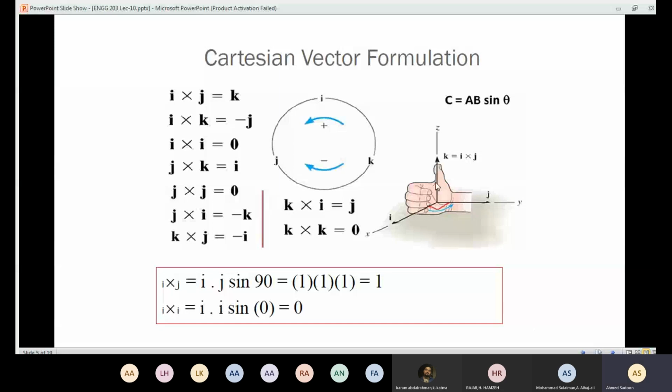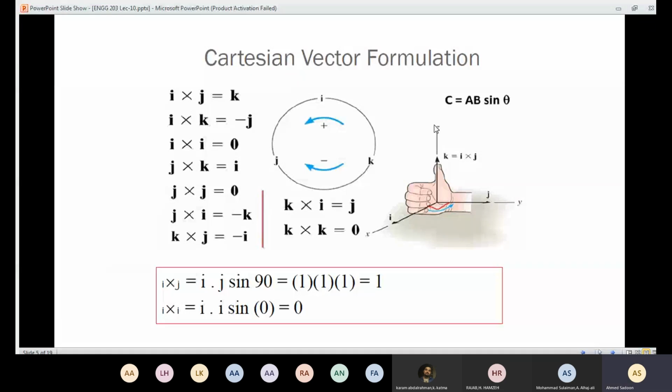So if I'm going to use the right hand rule, I'm going to put my right hand and curl my fingers so that they move from I towards J. And you are going to find out that the new vector K is perpendicular in that direction.